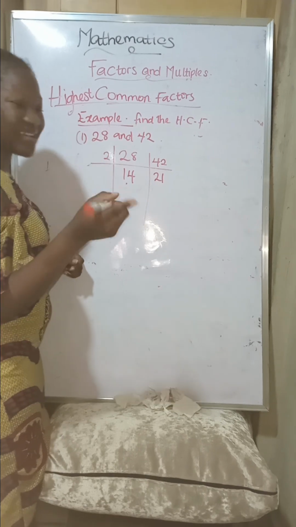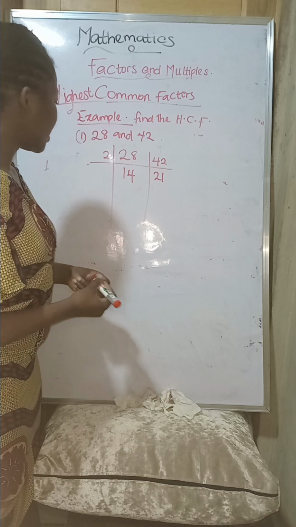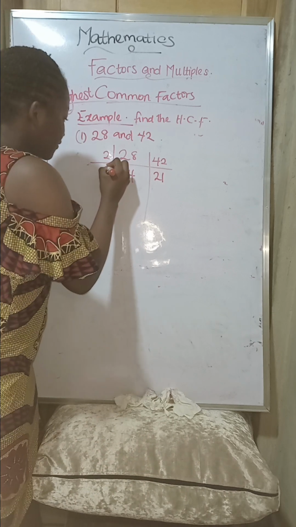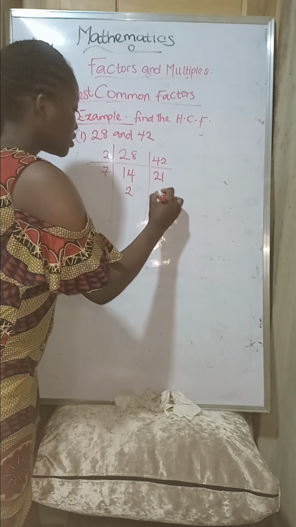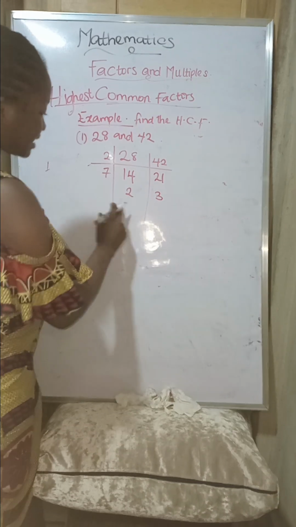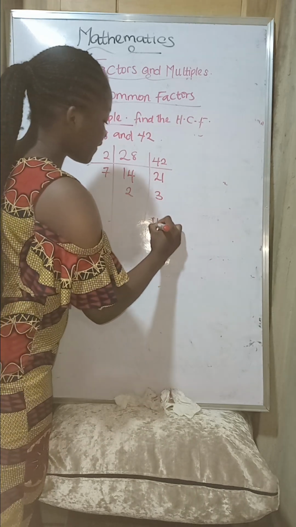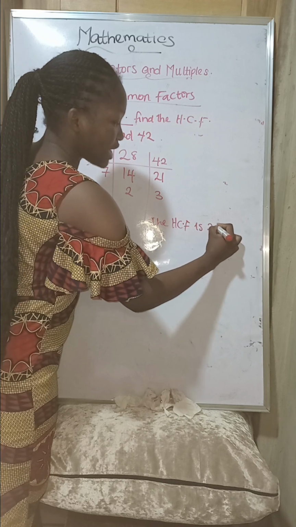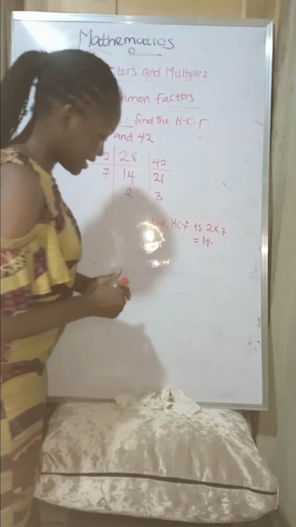So now, what are we going to do? What's common? You go to 3. 3 cannot divide it. You go to 5. 5 cannot divide it. Oh, 7. 7 in 14 is what? 2. So 7 in 21 is what? 3. So you know that this is where you stop. What can divide both 2 and 3? Nothing. So you stop here. So the highest common factor, the HCF, is what? 2 times 7, which is what? 14.